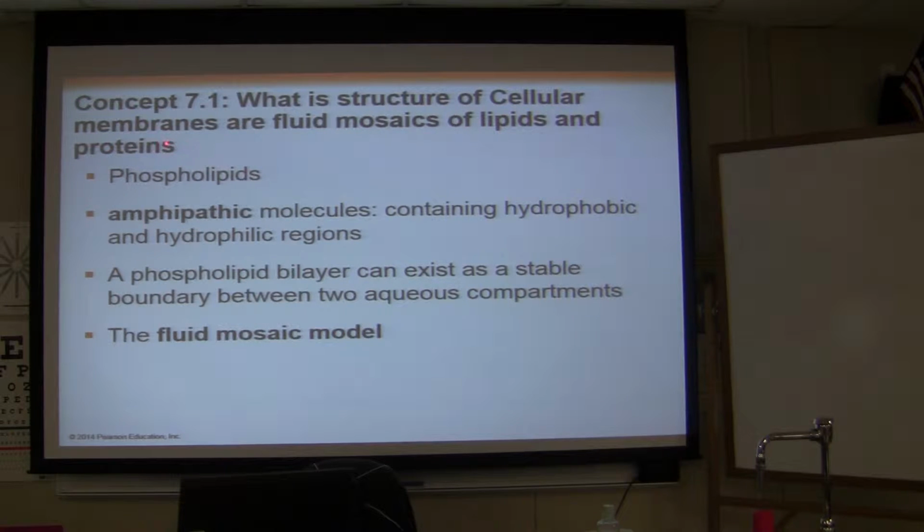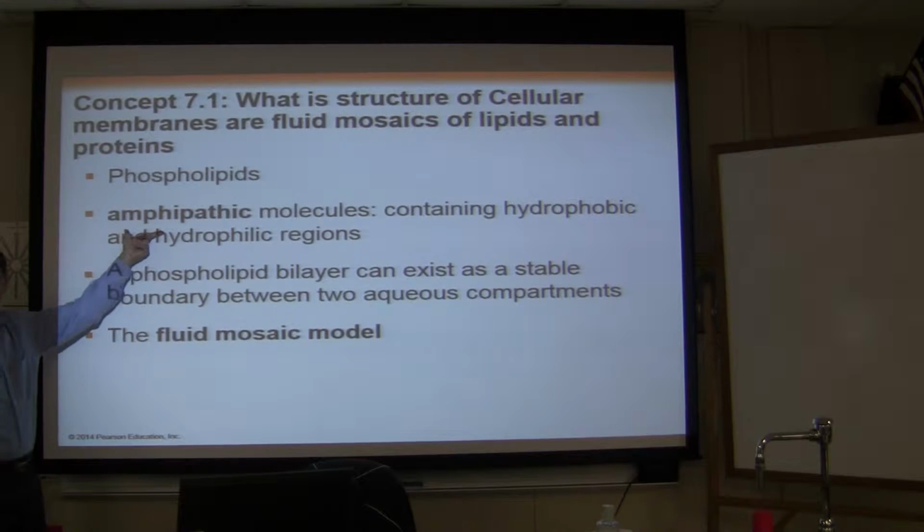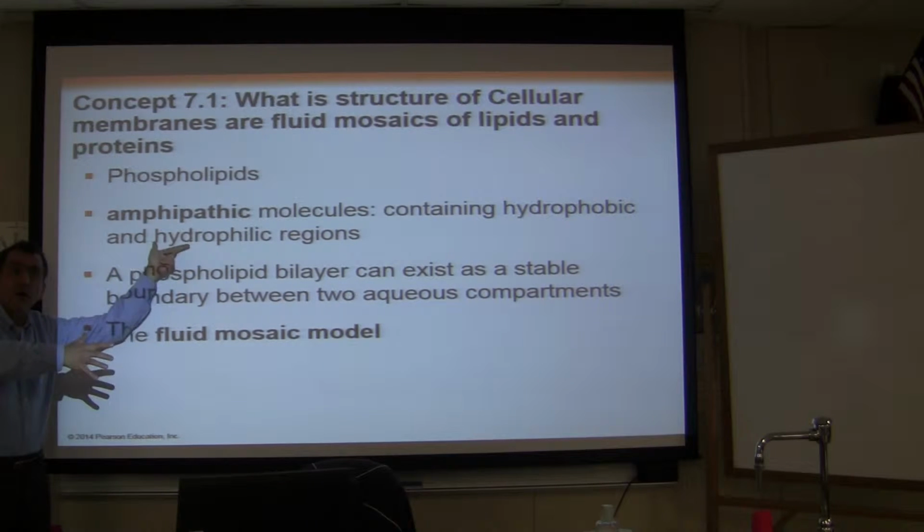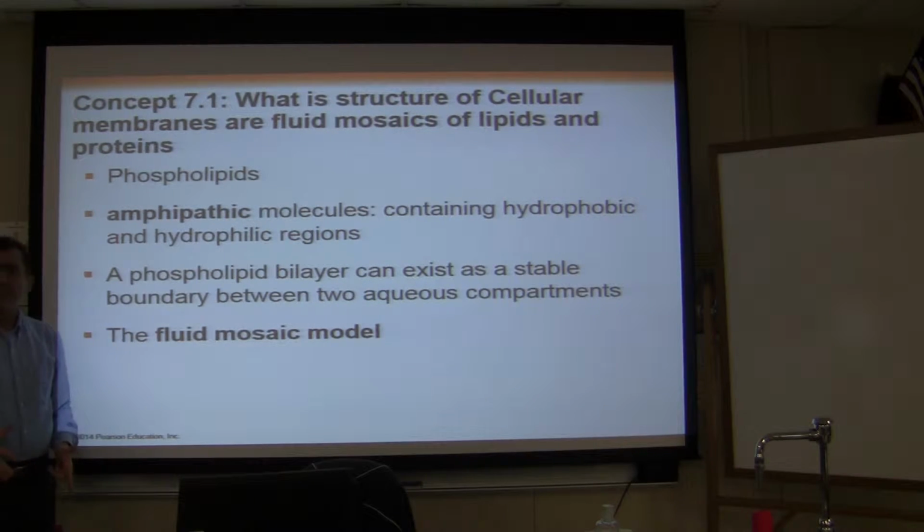What is the structure of the cellular membrane? A fluid mosaic of lipids and proteins, phospholipids. Already you know, it's an amphipathic molecule containing hydrophobic and hydrophilic regions. Amphi means both. Amphibians, animals that are amphibians, live in both land and water. Amphibious assault, United States Army, Marines.